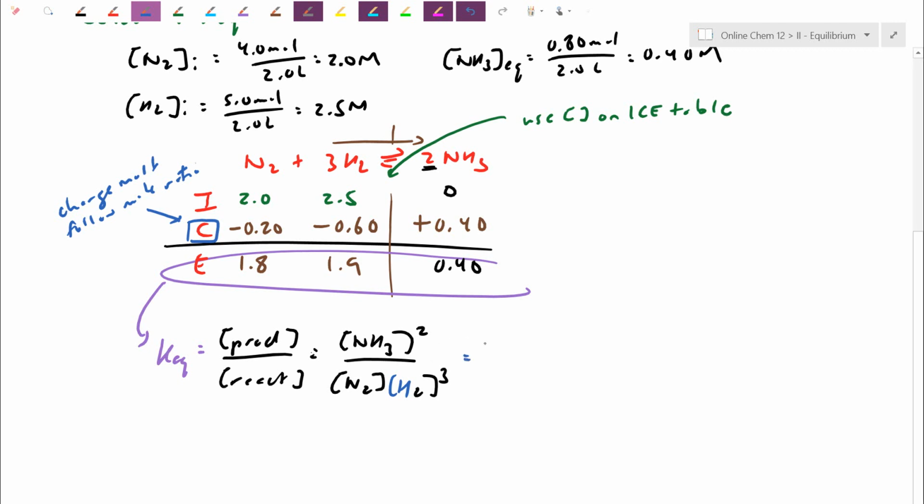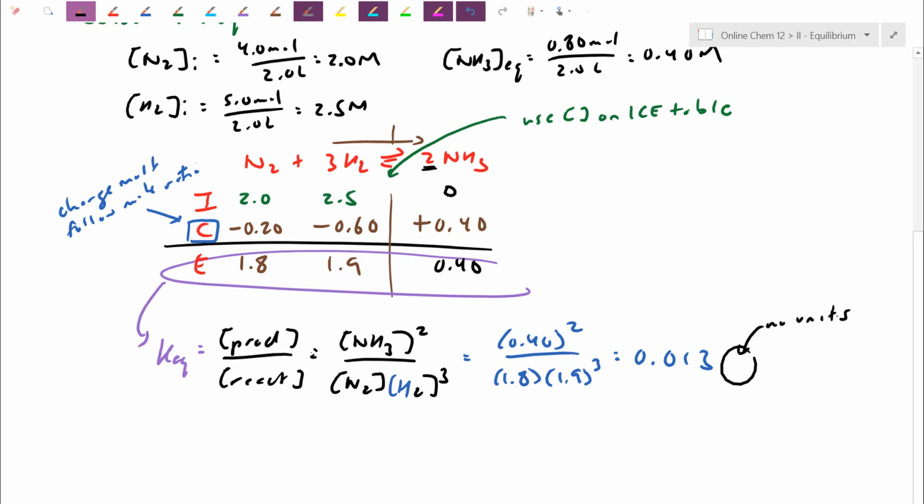Once you have these values at equilibrium, you just punch them in. So 0.40 is for the ammonia, 1.8 is for the N2, and 1.9 cubed is for the hydrogen. This is going to give you some value, and this is called the equilibrium constant at this temperature. Let's figure out what this is. Punch it all the way through. I get the equilibrium constant being 0.013, right? So that's a constant. For Keq, it's best to say no units. It's just this ratio between how many products and how many reactants that I have.